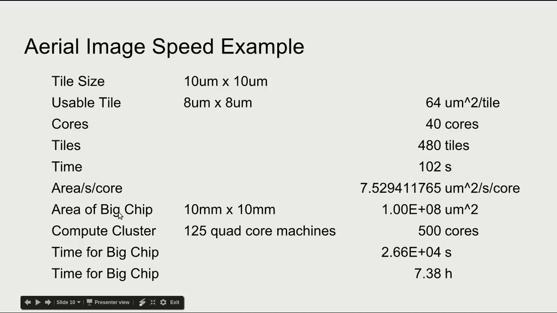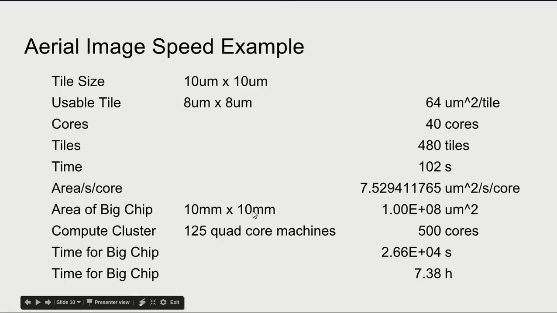So assuming a big chip was 10 millimeters by 10 millimeters, that works out to 500 cores. Let's say you had 125 quad-core machines. That would be 7.38 hours on 125 quad-core machines for a 10 millimeter by 10 millimeter chip.